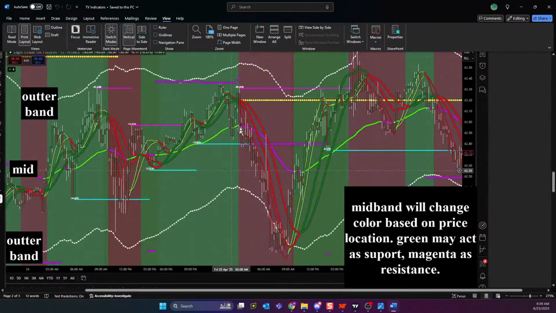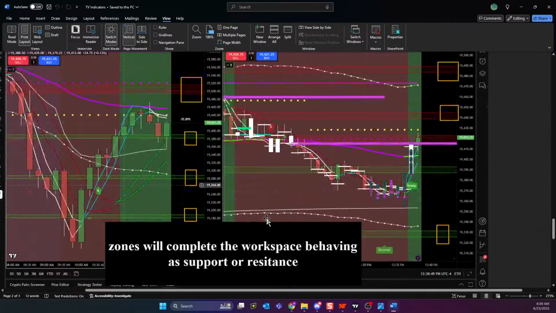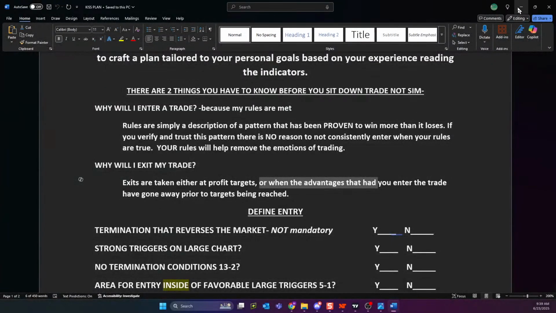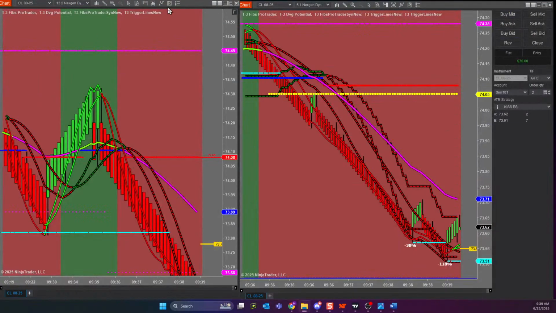You'll see the mid band. It's just kind of a moving average in the middle. The outer bands show points of exhaustion. And then the zones are going to behave as support and resistance, green being support, red being resistance. And they're a great place to recognize where the market may go or areas that could in fact stop the market. So you've got that. And that is for TradingView.